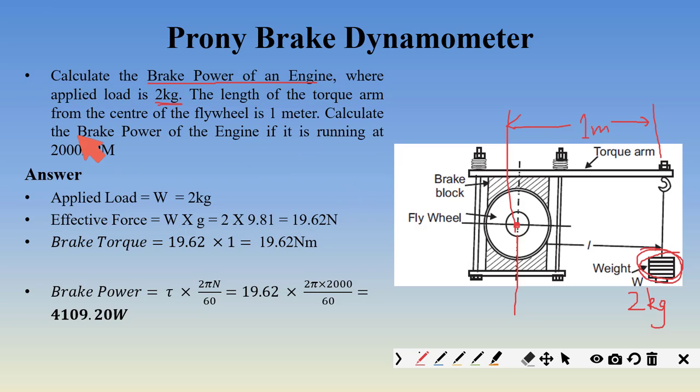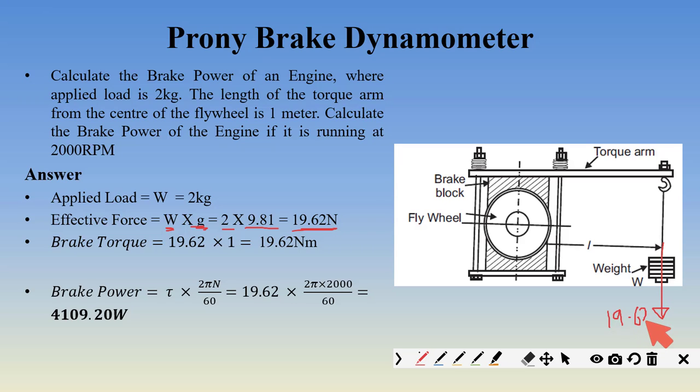And they have told us to calculate the brake power of the engine if it is running at 2000 RPM. It is pretty easy. This weight is in kg. We have to convert kg into Newton, so we multiply the mass with acceleration due to gravity. 2 into 9.81 is 19.62 Newton. That is the total force acting over here.